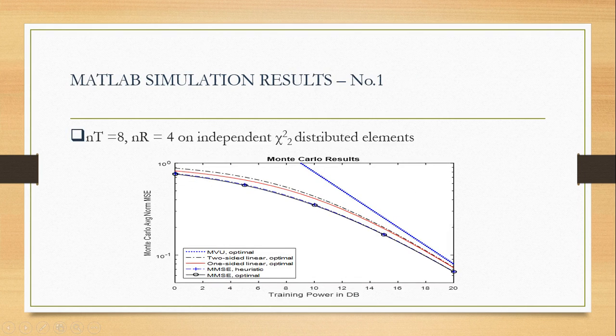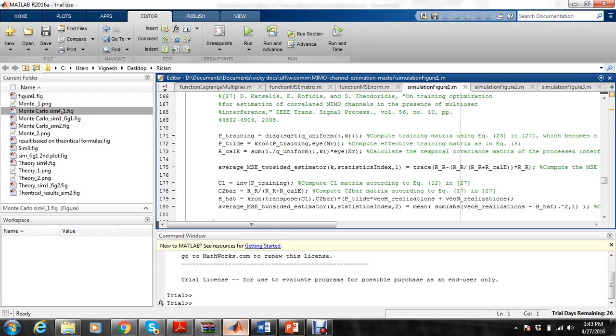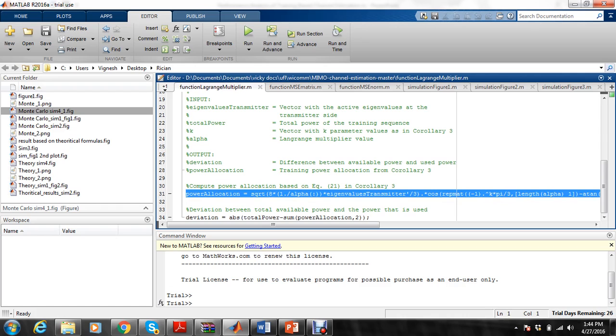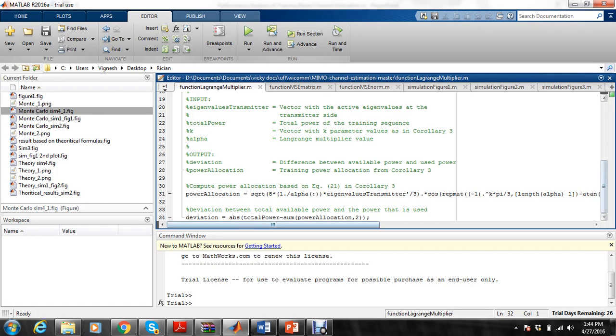Now let us take a look into our MATLAB codes so that we can discuss the simulation. The first block that I designed in MATLAB was the Lagrange multiplier function. This calculates the power allocation, and the formula for this is given as follows. And then after calculating the power allocation, it calculates the deviation, which is given by this formula.